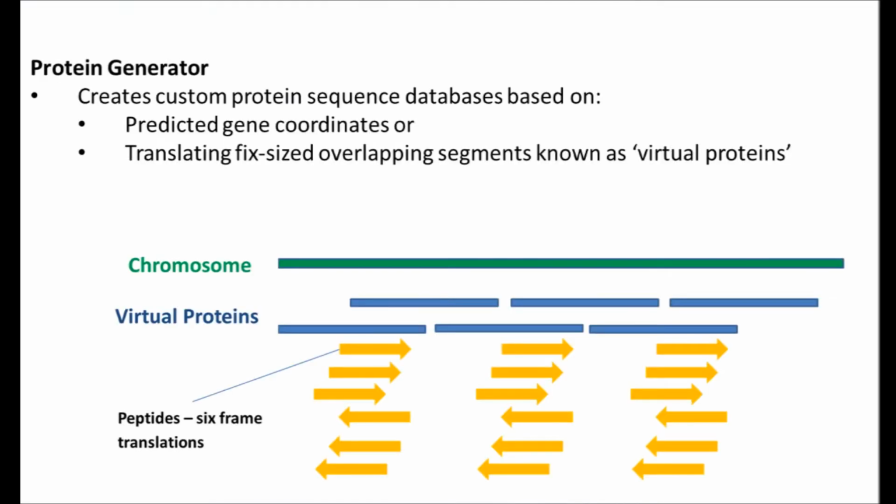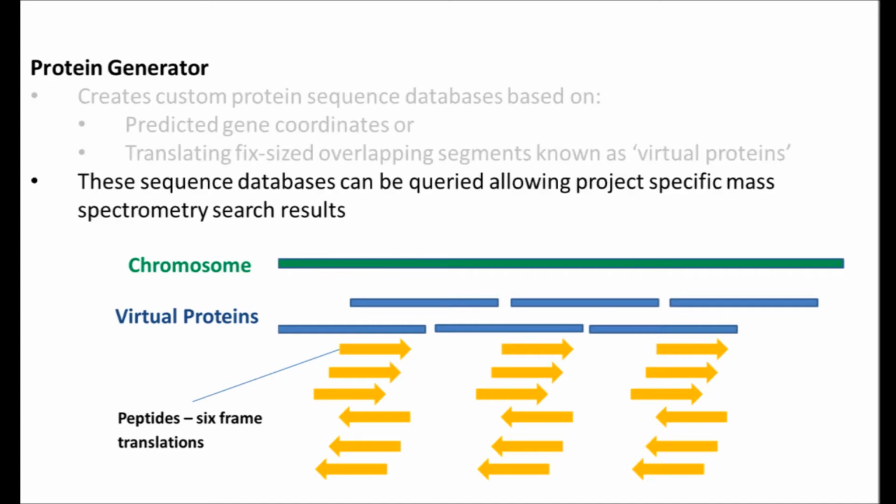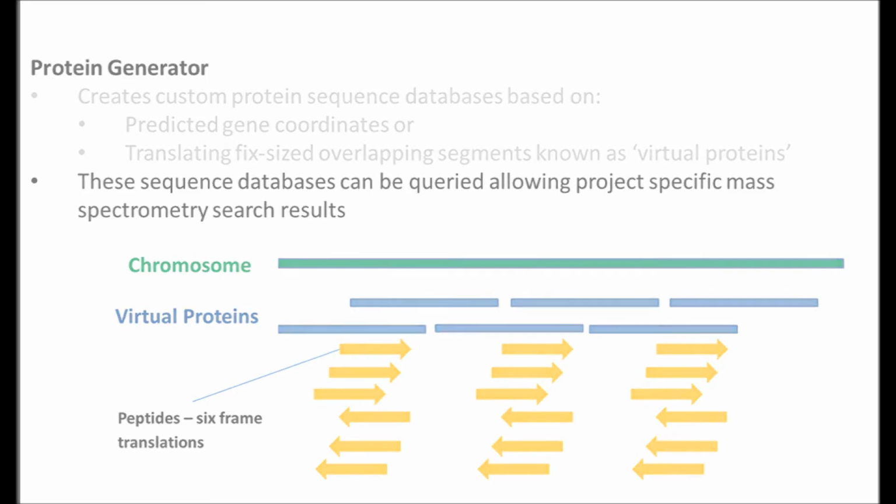The protein generator creates custom protein sequence databases based on predicted gene coordinates, or by translating fixed-sized overlapping segments known as virtual proteins. These sequence databases can then be queried, allowing project-specific mass spectrometry search results.